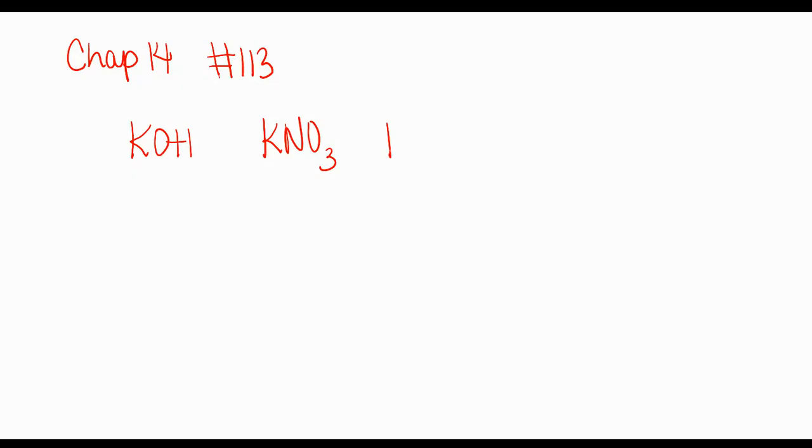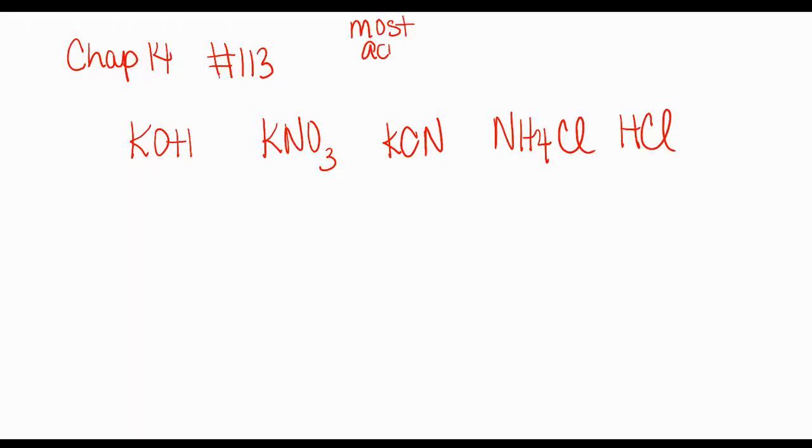So a good problem from chapter 14 is number 113. That has KOH, KNO3, KCN, ammonium chloride, and HCl. And you're being asked to organize these guys from most acidic to least acidic.